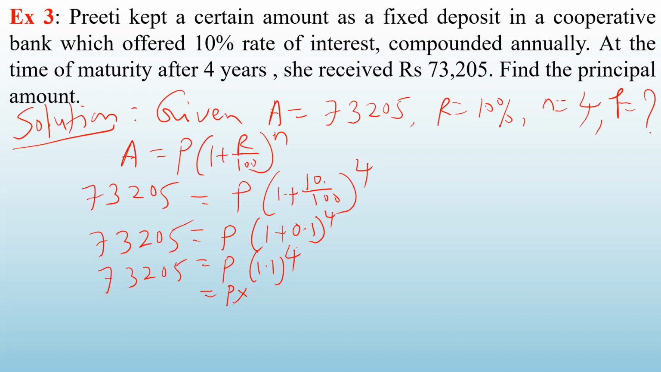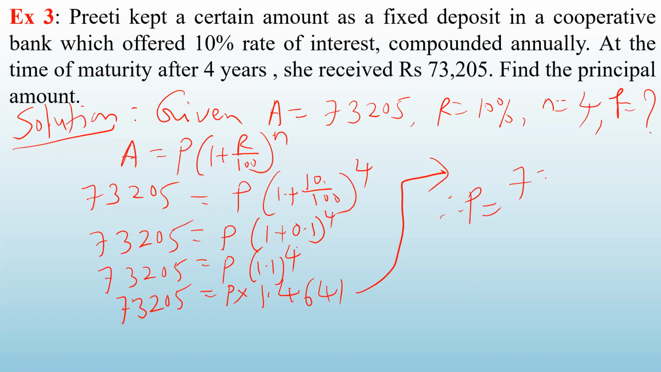Press 1.1, then multiplication, and then 3 times the equal sign. That gives you 1.4641. So from here, you can solve this equation and find the value of P. 73,205 is equal to P times this. So what will be the value of P? It is 73,205 divided by 1.4641.